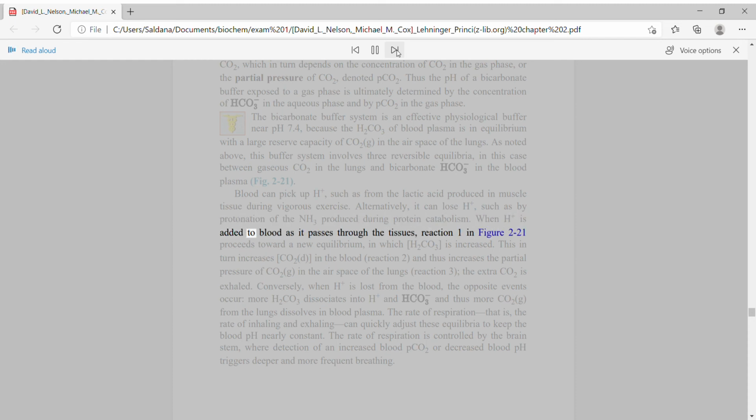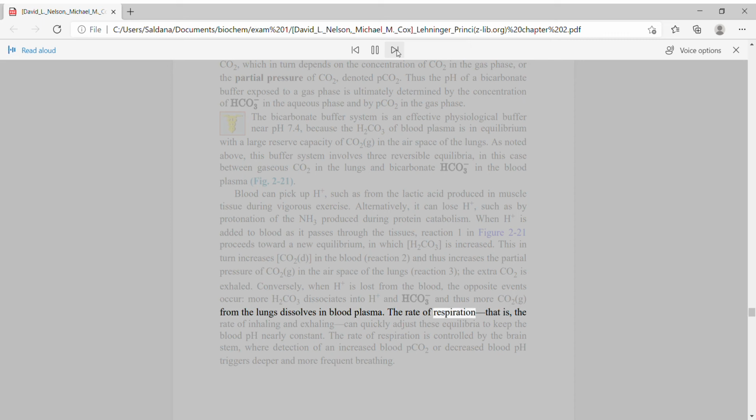When H+ is added to blood as it passes through the tissues, reaction 1 in Figure 2-21 proceeds toward a new equilibrium in which H2CO3 is increased. This in turn increases CO2 in the blood, reaction 2, and thus increases the partial pressure of CO2(g) in the airspace of the lungs, reaction 3. The extra CO2 is exhaled. Conversely, when H+ is lost from the blood, the opposite events occur. More H2CO3 dissociates into H+, and thus more CO2(g) from the lungs dissolves in blood plasma.